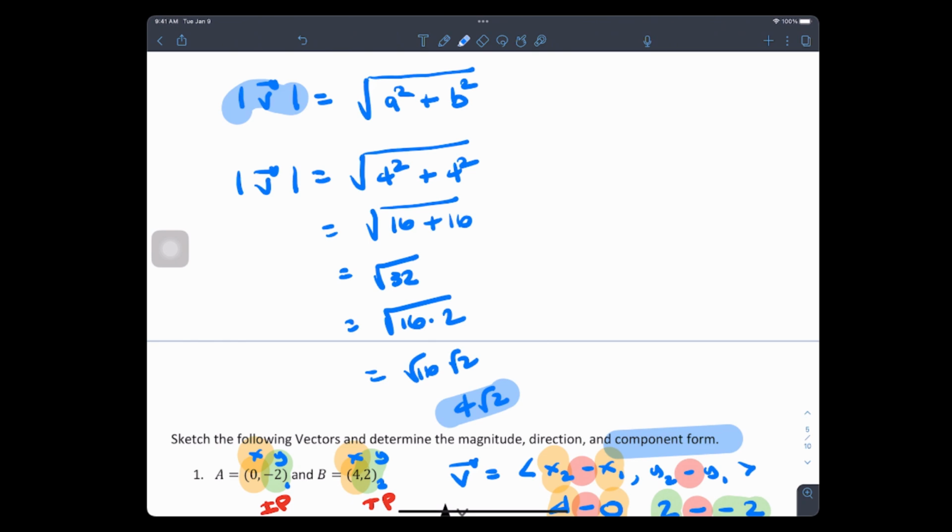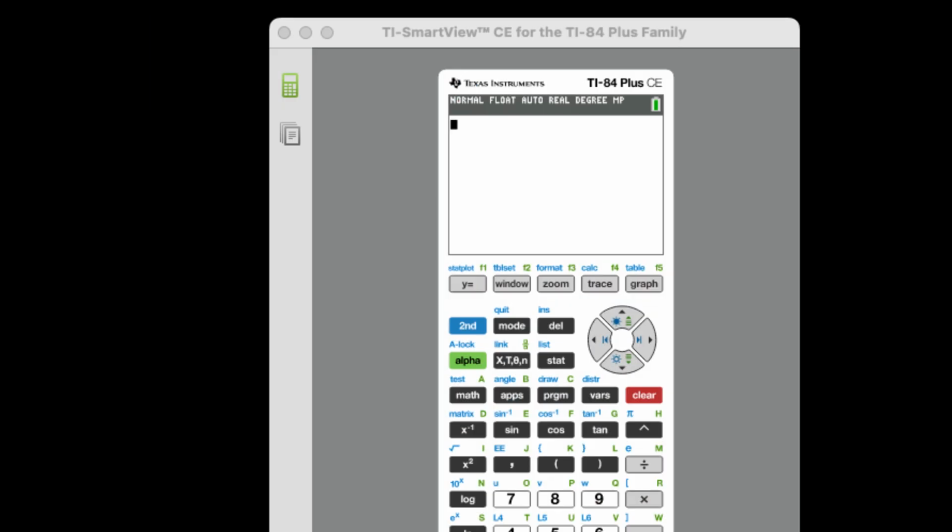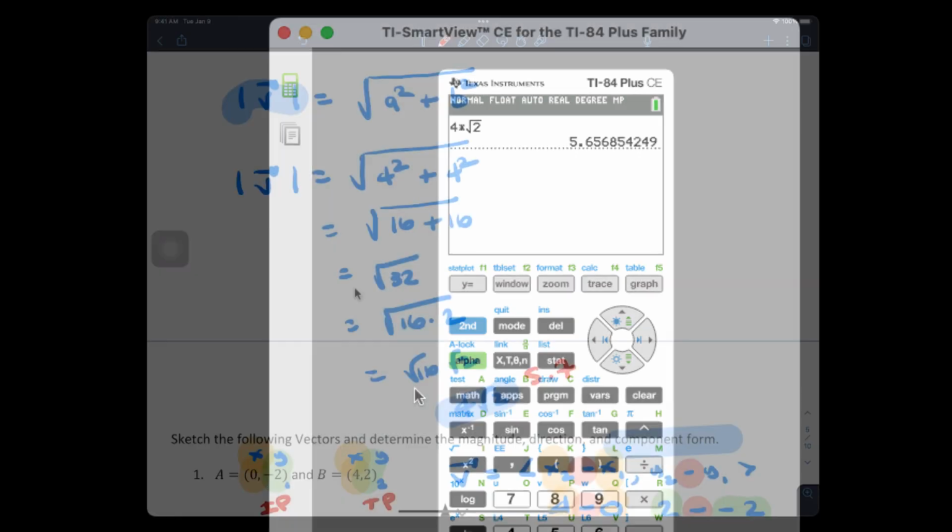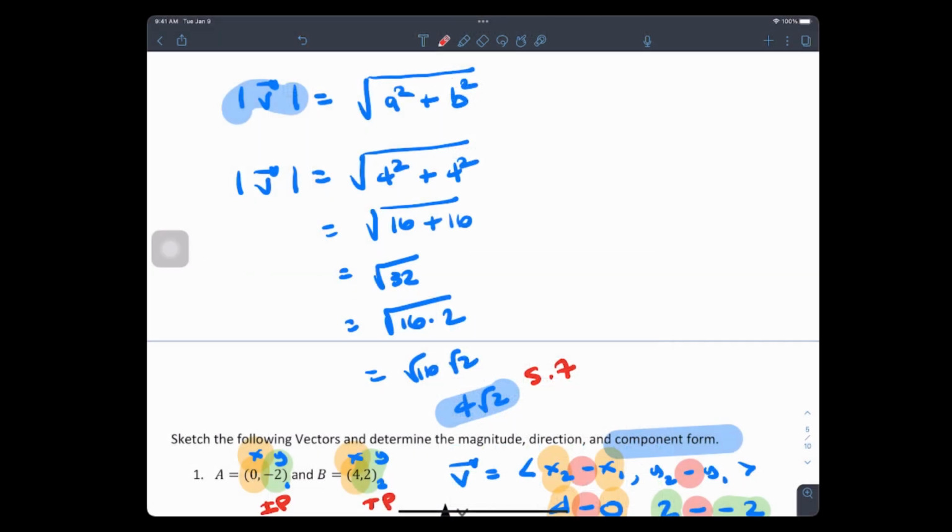Now, what is that numerically? Well, 4 times the square root of 2, which is 5 point what? 7. And there it is.